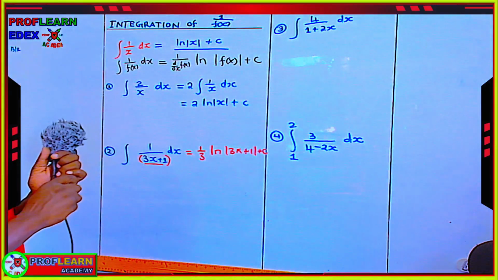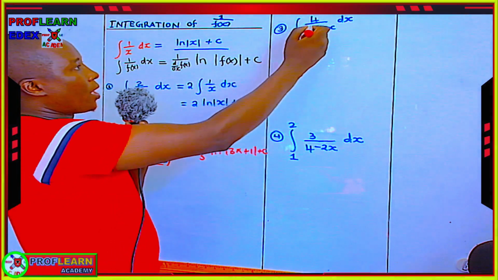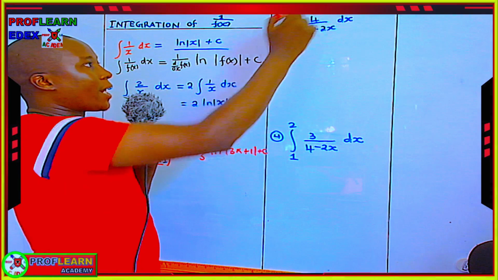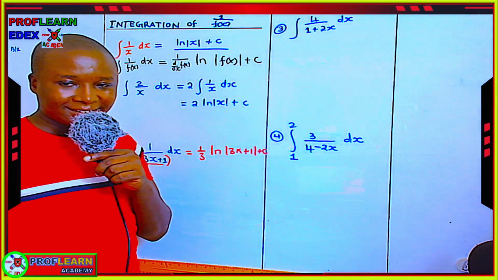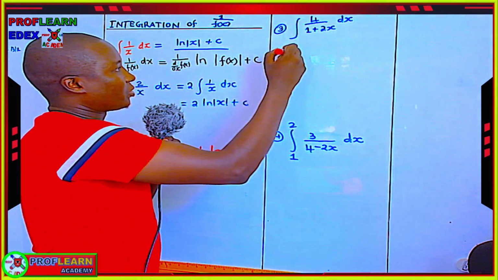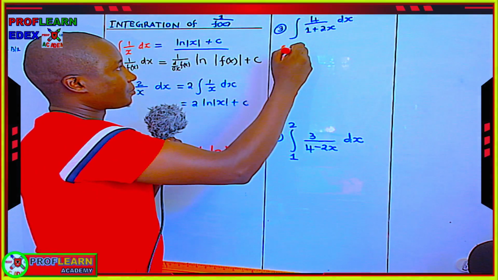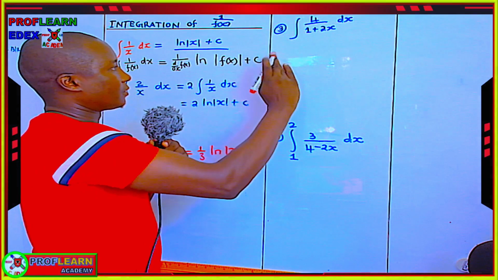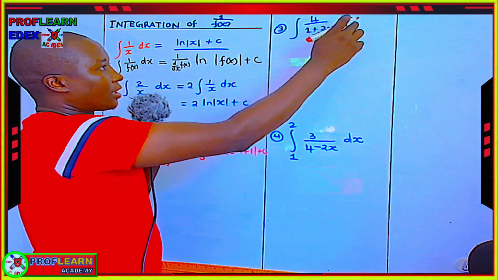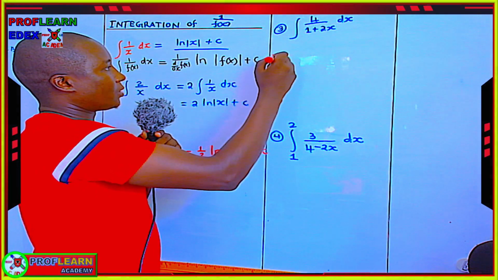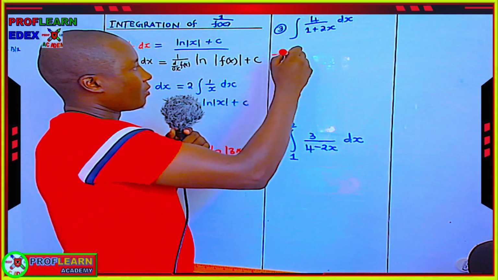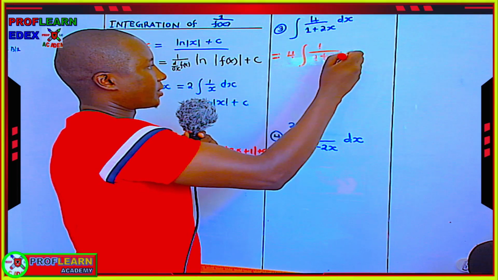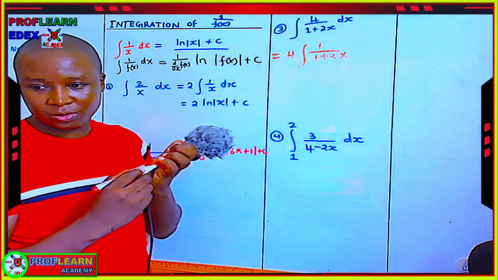Right. The next question is for 1 over that. This one we have to treat first, because we want a 1 at the numerator. So we are going to say this integral we have here becomes 4 times the integral of 1 over 1 plus 2x. So that is the first thing that we are going to do at that point.